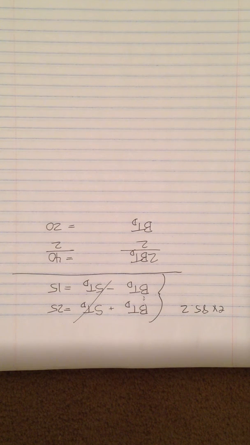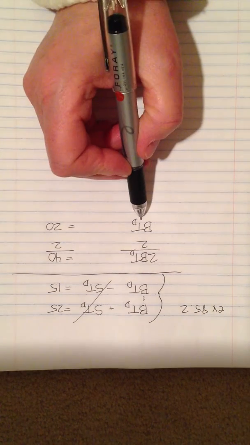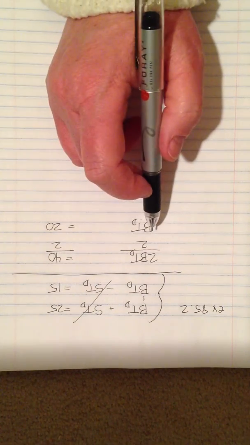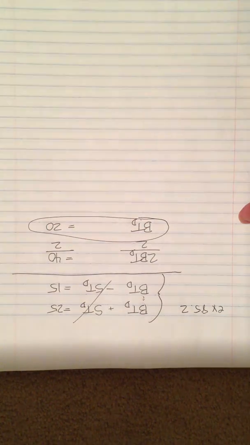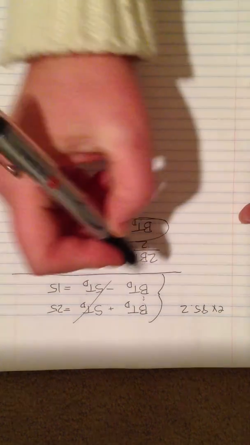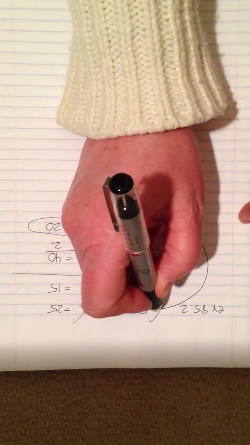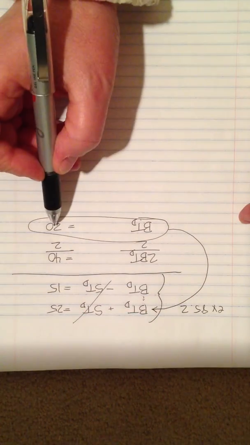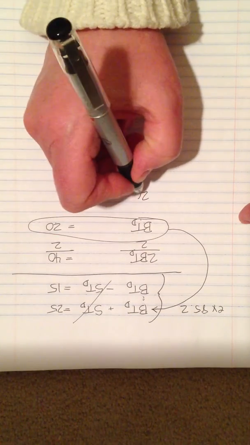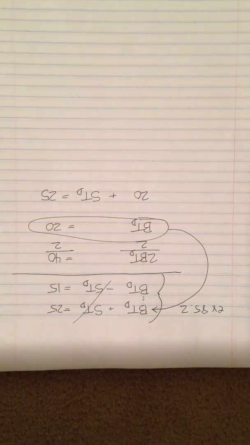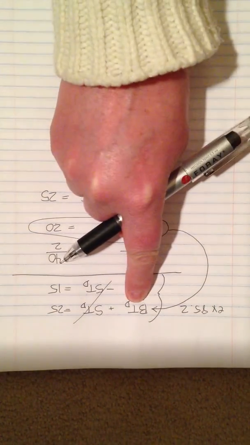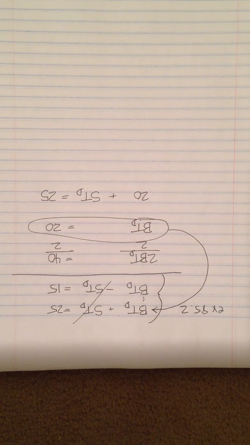Now, notice that we haven't solved for B or TD. Those are our two variables. We haven't solved for either one of them yet, but we've come to some sort of useful information, because what we can do now is take this known quantity and plug it back into either one of the equations. I'm going to choose the first one. If BTD is equal to 20, then we can say 20 plus 5TD equals 25. See? Because this variable matches that variable. So I can plug it in.